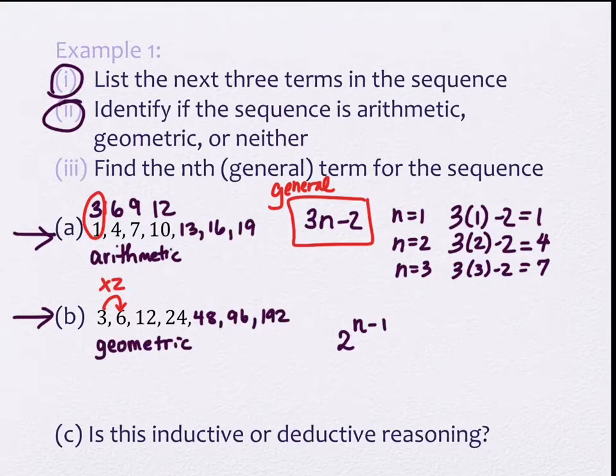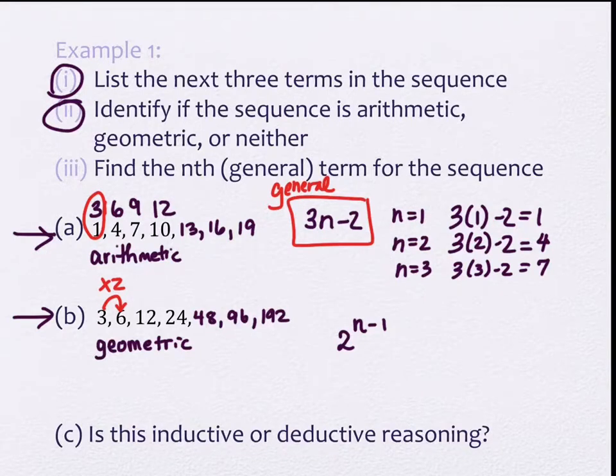minus 1. And let me tell you why we do n minus 1. What happens if I put the number 1 into this portion of the equation so far? What are you going to get for your exponent? 0. Everybody good so far?